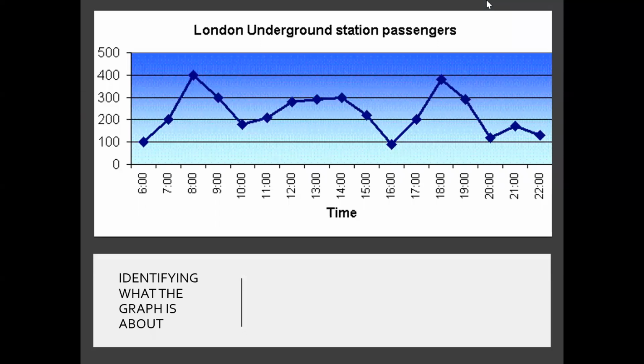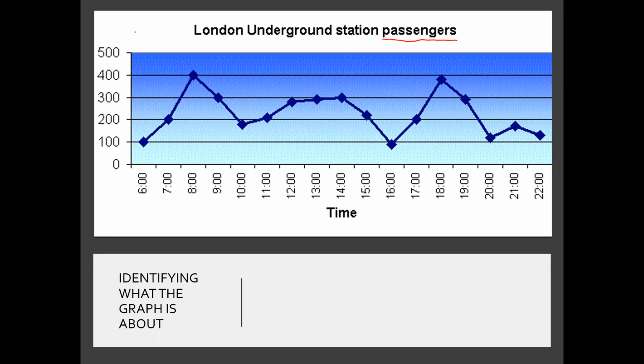Please have a look at this table. You have the title that is London Underground Stations Passengers. You have 4 words in the title. The first one is London, and then underground, next one stations, and passengers. So the main noun here is passengers. It means that this graph is telling you about the number of passengers.